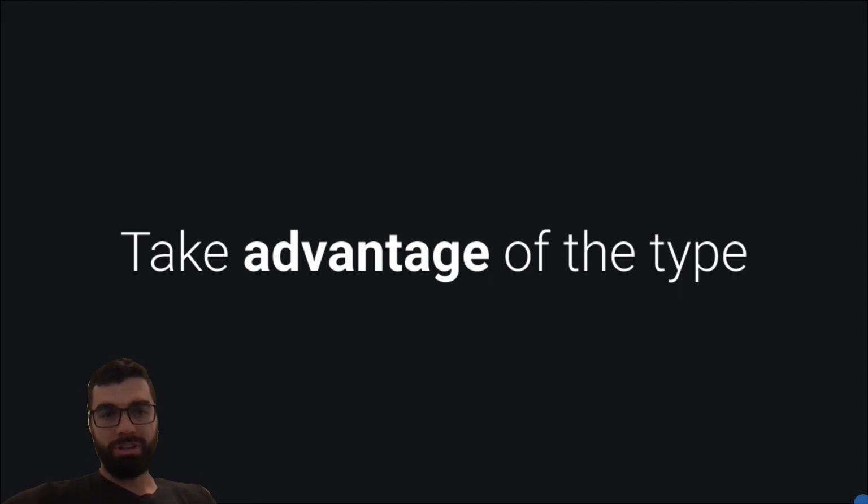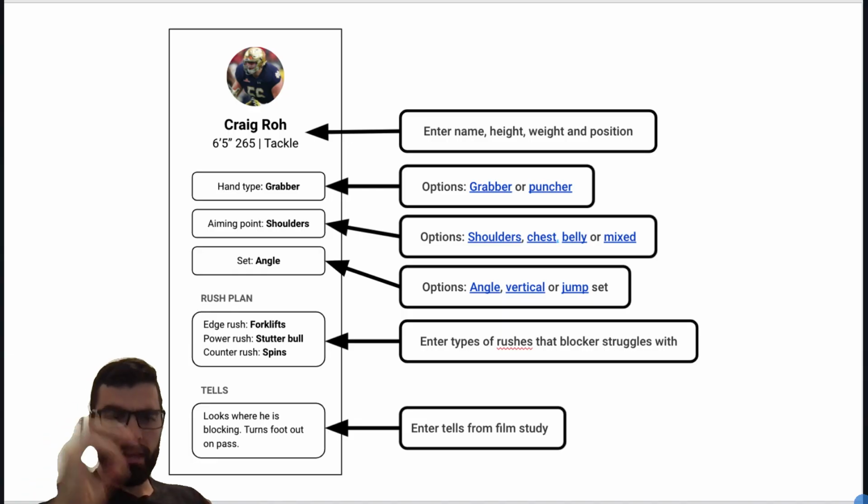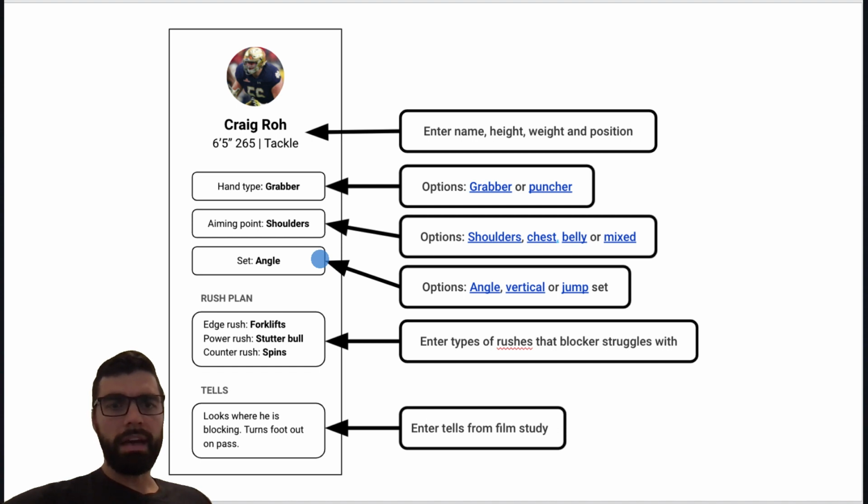So why did I mention all these different subtypes for a blocker? Well, the idea here is that you want to take advantage of the type. Each type of punch, of hand placement, of set has its strengths and it has its weaknesses. And it's your job as a defender and a defensive lineman to create a rush plan that takes advantage of the offensive lineman's type. So here's an example of what that could look like.